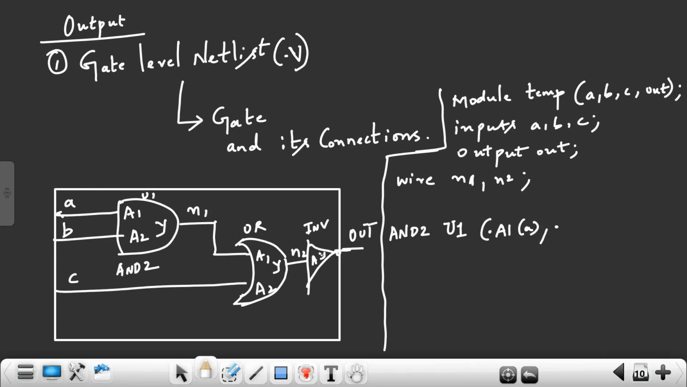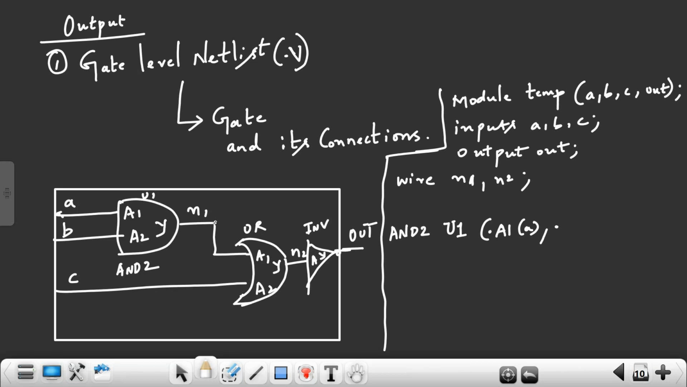A2 pin. See, input and output of cells are called as what? Pins. This A1, A2 and Y is called as what? Pins. Input and output of a circuit or a block is called as what? Ports. So here A, B, C and output, this out is called as what? Ports. And A1, A2, Y is called as what? Pins.